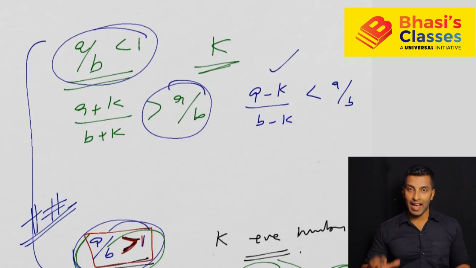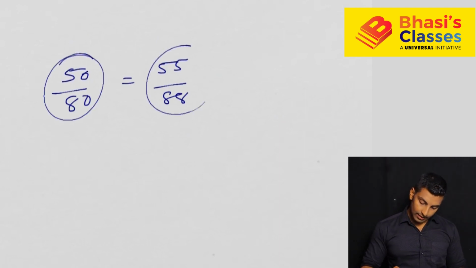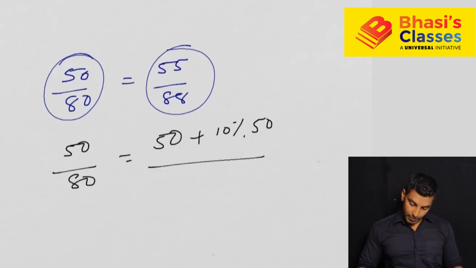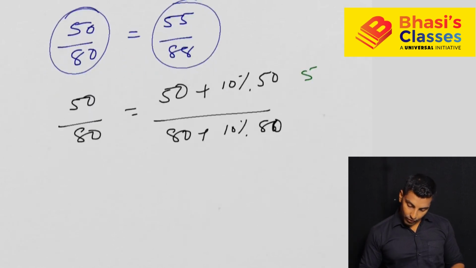A lot of applications you will see, and in fact we will discuss applications of this. Now let's suppose you have 5 by 8, or 50 by 80. Now you have another ratio, 55 by 88. This and this will be the same. The reason is that this is 50 by 80, and 55 is 50 plus 10% of 50, divided by 80 plus 10% of 80. Now 10% of 50 is 5, and 10% of 80 is 8.